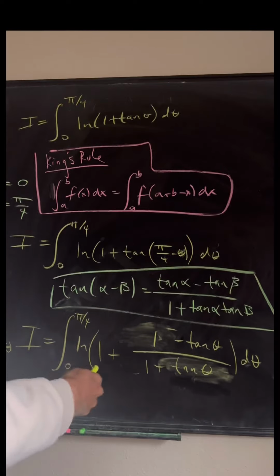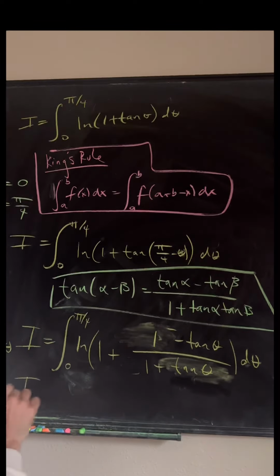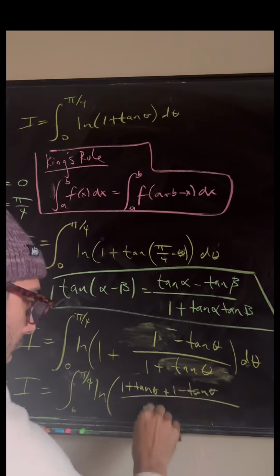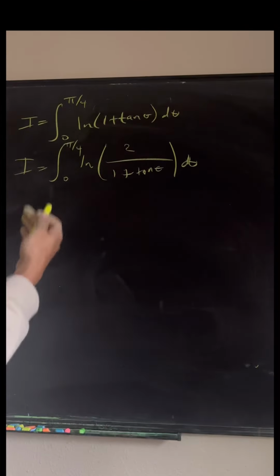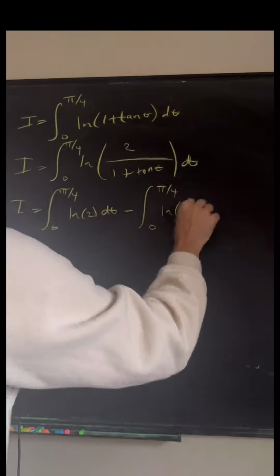And now because we have the plus 1, we're just going to go ahead and get common denominators, and you'll quickly see the tangents are going to cancel on the top, giving us a 2 on the numerator. So here's our polished off integral, and we use our properties of logarithms, which is going to give us two different integrals.